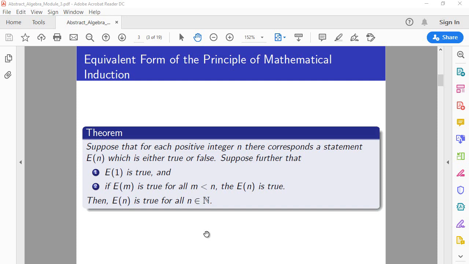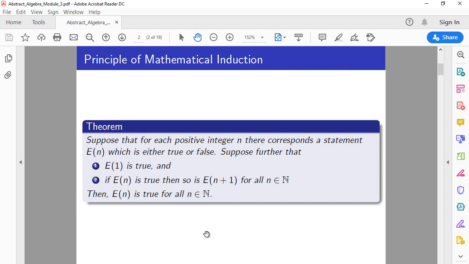Let's review the principle of mathematical induction. So the principle says the following. Suppose that for each positive integer n, there corresponds a statement E(n), which is either true or false. Suppose further that E(1) is true, and whenever E(n) is true, then so is E(n+1) for all n. Then we can conclude that E(n) is true for all n.